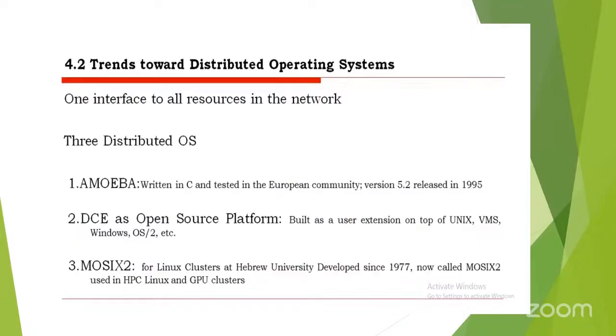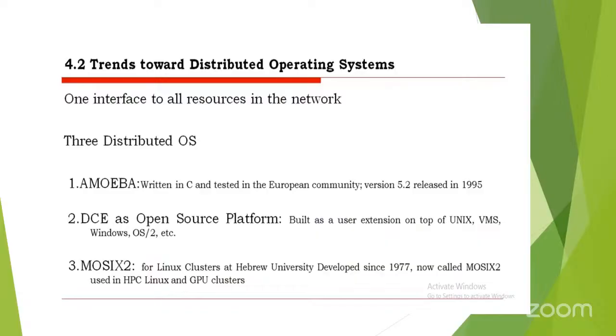So next one, trends towards distributed operating systems. There are three types of distributed operating system we are generally using. Nowadays also we are using the first one, Amoeba. Amoeba is written in C language as a distributed operating system, and tested in European Community, version 1.2 released in 1995. It is just one distributed operating system, released in 1995, which is written in the C programming language.